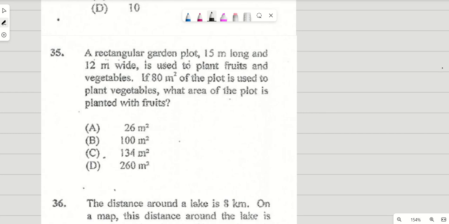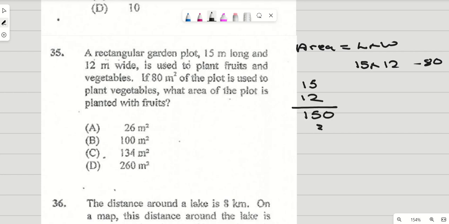So first off, guys, we need to find the area of the entire garden plot. So area is length times width, which is 15 times 12. And then whatever answer we have here, you're going to subtract 80 from it. First off, what is 15 times 12? Let's multiply this out. 15 by 12. This is 150, and then this is 30. So that's 180. So it's 180 minus 80, which equals 100 meters squared. So B is your answer.